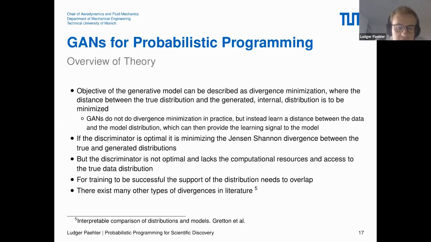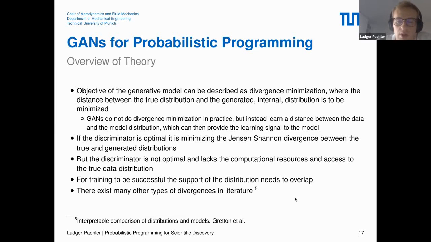If your discriminator is optimal, it would be really good and everything would work directly, but your discriminator is never optimal. And you also lack the computational resources to really go through the true data distribution. So basically you have to rely on an approximation, and you have to generate samples. And here again, you're dependent on the support of the distributions overlapping. Otherwise, you can't really approximate. You wouldn't get a sensible distance between two distributions.